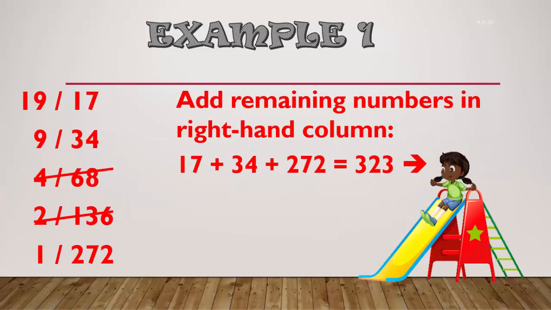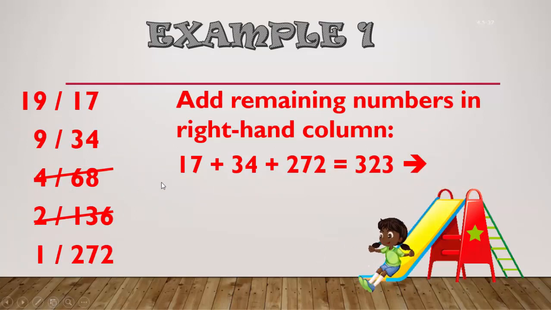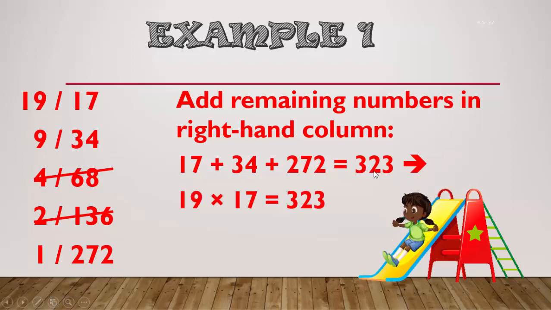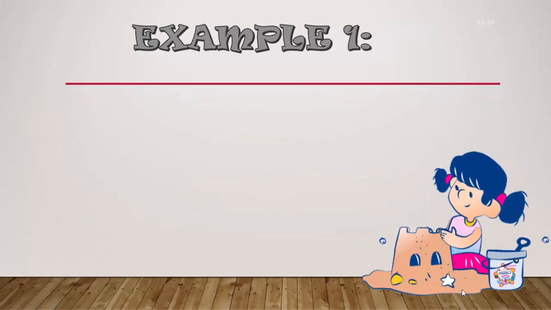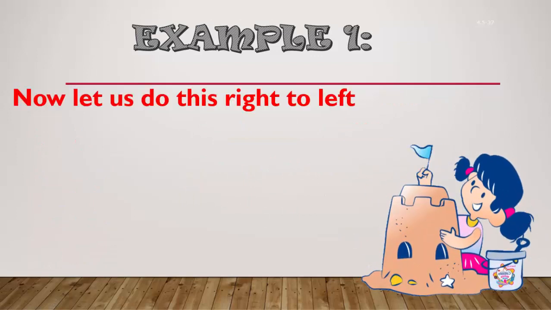Then I add the remaining numbers in the right-hand column, 17, 34, 272, and I get 323. So this implies that 19 times 17 is 323. As we did on the whiteboard, we're going to also do this right to left.